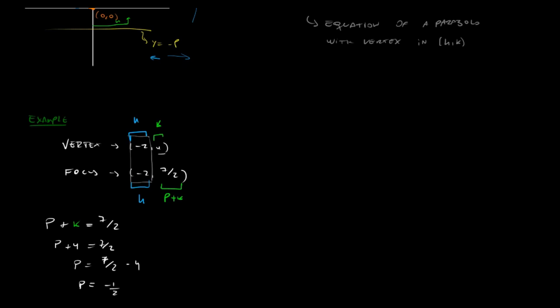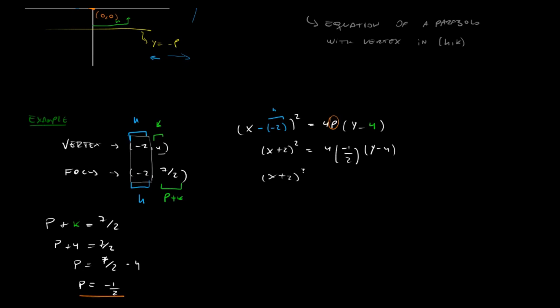Once we know h and k, we can write the formula for our parabola. It will be x minus h squared equal to 4p times y minus k. And k is 4. Now, using that p is minus 1/2, we get (x plus 2) squared equals 4 times minus 1/2 times (y minus 4). So (x plus 2) squared equals minus 2 times (y minus 4). And this is the equation for this parabola.